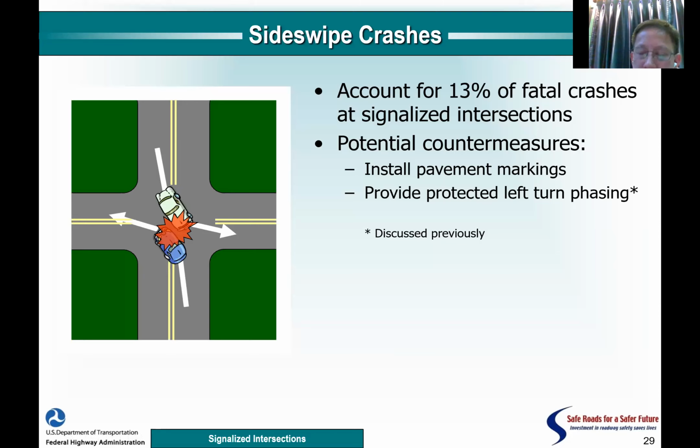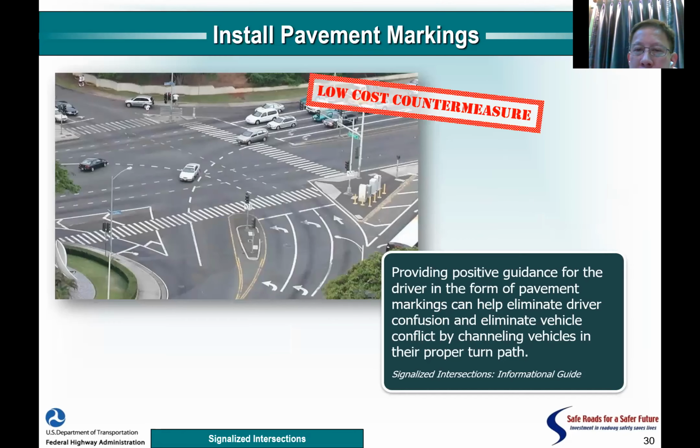Side-swipe 13%. The potential countermeasures: install pavement markings, provide protected left turn phasing. Pavement markings such as this, okay. Without a delineator or alignment, one can turn very wide, if it's a big intersection. Putting a guideline like this gives a lot more visualization.